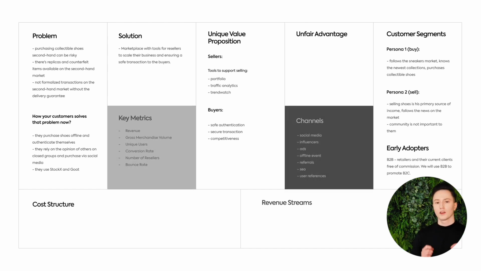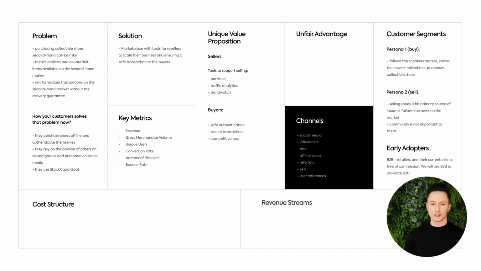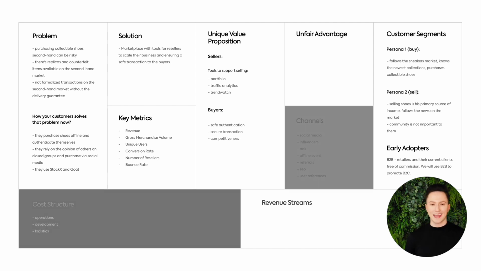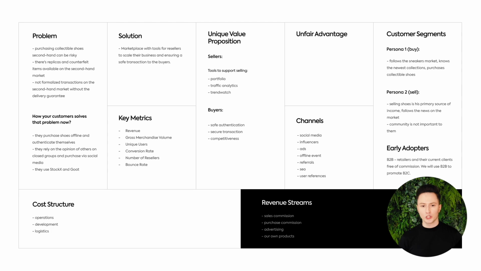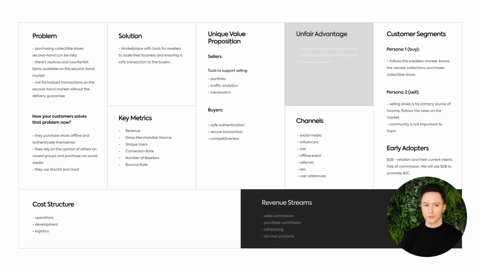Here you need to list all the different channels you can use to reach and acquire customers. Next, list all your costs, both fixed and variable ones. The next thing you need to do is to identify the sources of revenue for your business. In other words, how will you make the money? This section of the canvas is essentially your business model, so it's very important that you fill it out carefully.